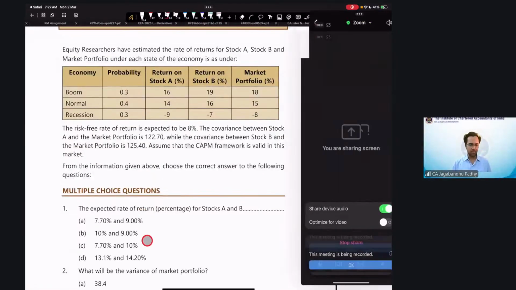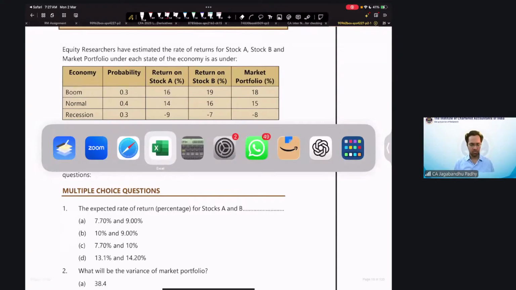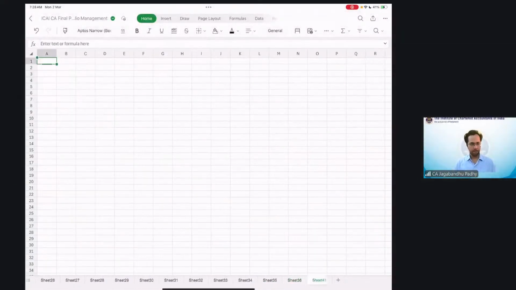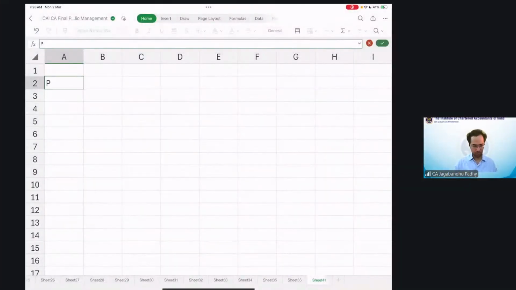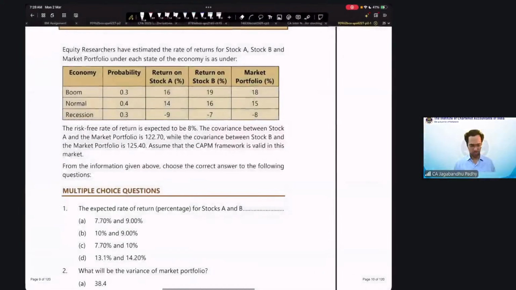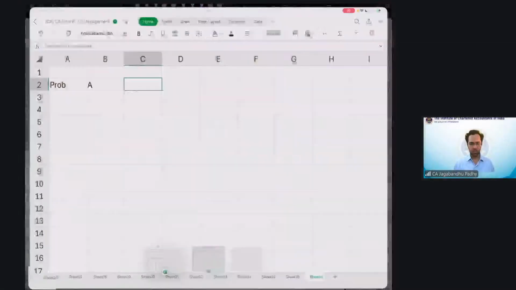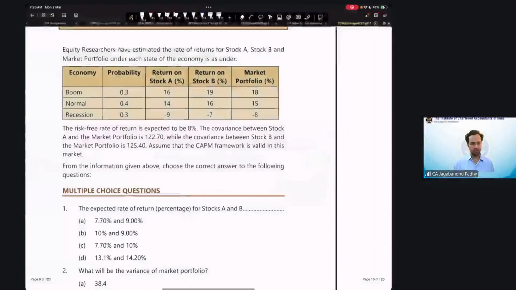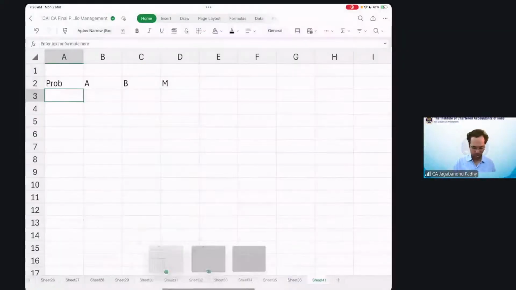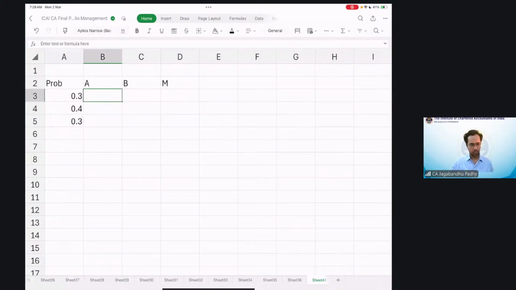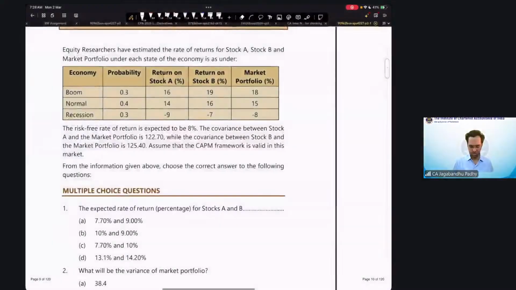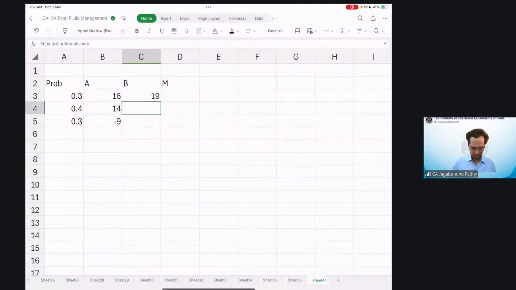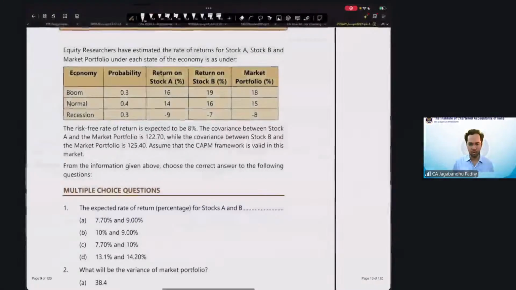So expected rate of return, let me just solve it. Yeah, so we have probability, then return of stock A, return of stock B, and market. So probabilities are 0.3, 0.4, 0.3. There is 16, 14, and minus 9, then 19, 16, minus 7. Market returns are 18, 15, and minus 8.